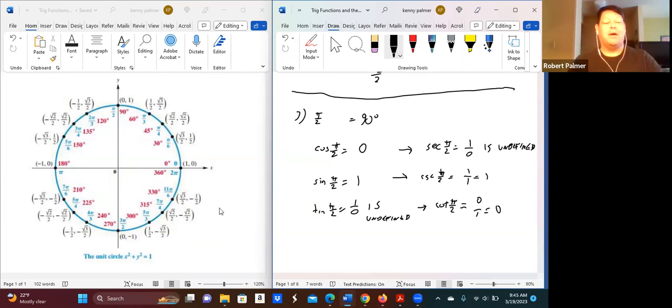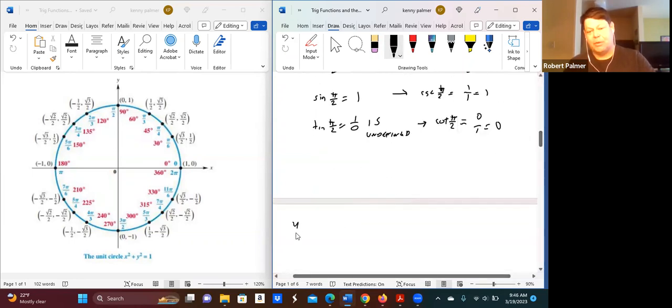Okay. So this also allows us to find the values of trig functions that are on the unit circle, or that are actually on the axes. And we may not talk about that much. Okay. Let's do another one.